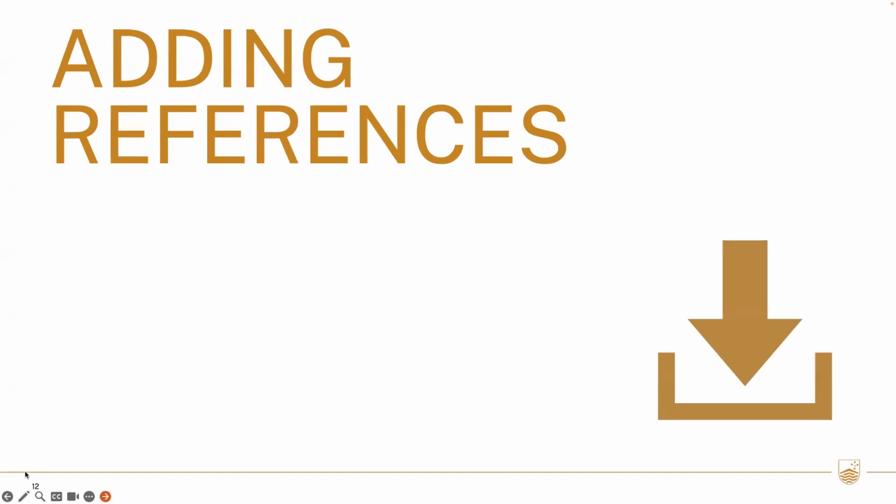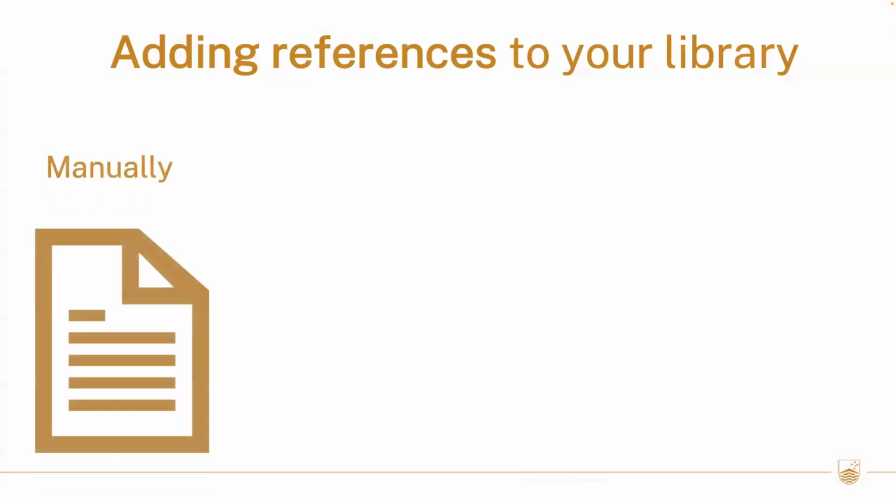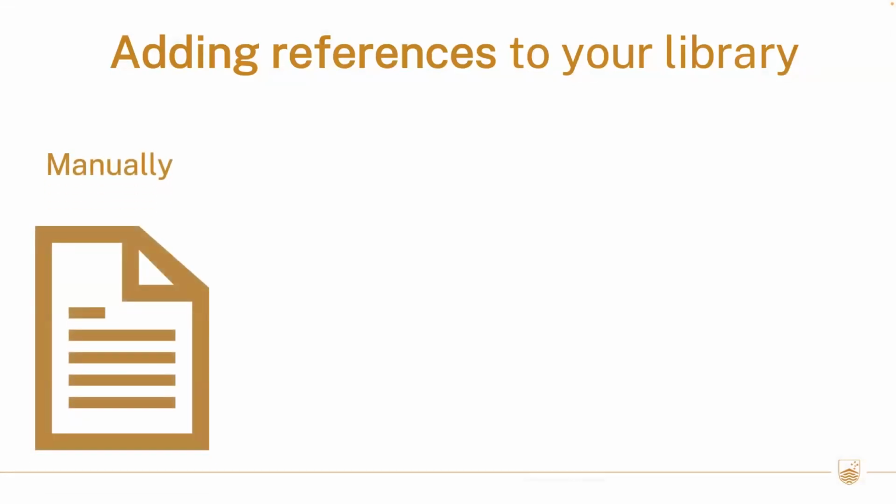There are three main ways to add references to an EndNote library. The first is by adding them manually. This means collecting the bibliographic information for the source you want to reference and manually typing it into EndNote. It's common to use this method when you need to cite a source that can't be downloaded, such as a physical book, a website, or a government document.